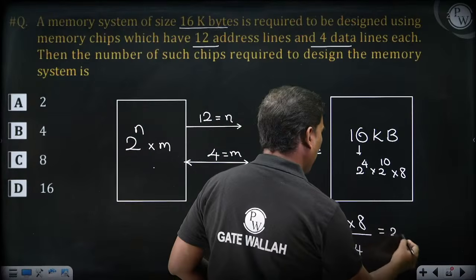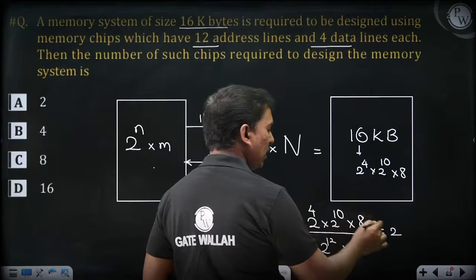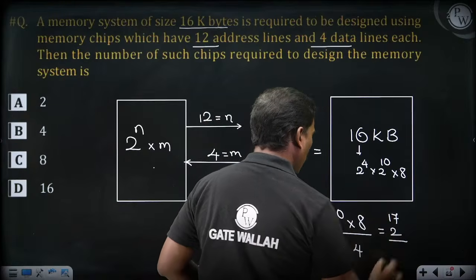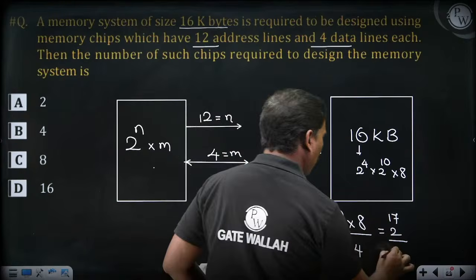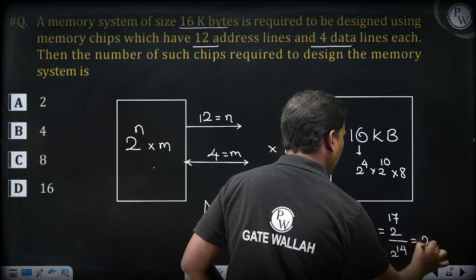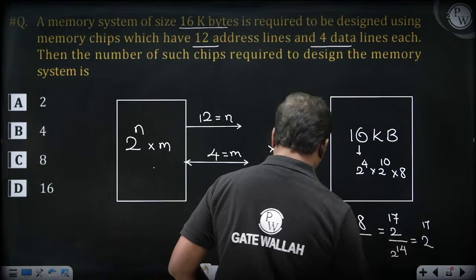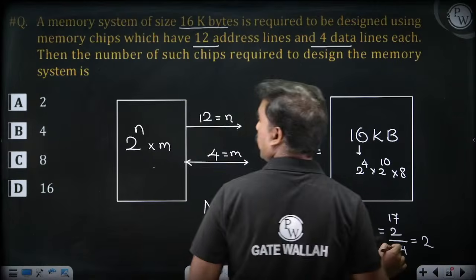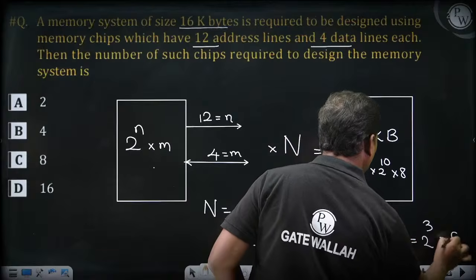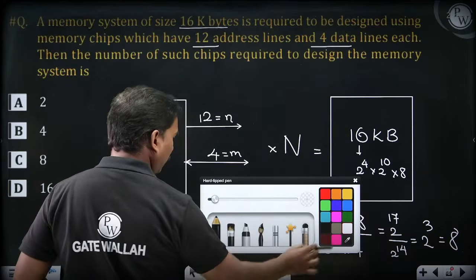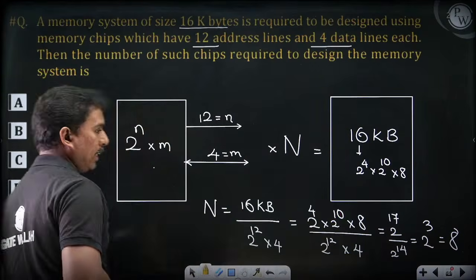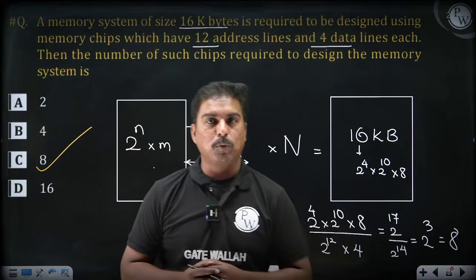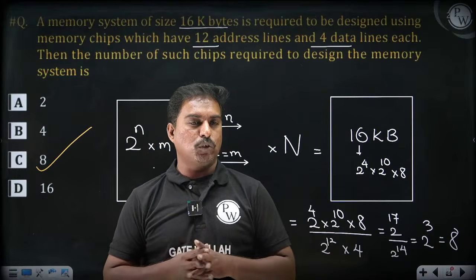So this will become 4 plus 10, 14 plus 3, 2 power 17, the whole divided by 2 power 2, 2 power 14. So 2 power 17 minus 14, that will become 3. So 2 power 3 means 8. So the right answer is 8. Very good question, 8 chips. Did you understand? These are the perfect questions and perfect answers.